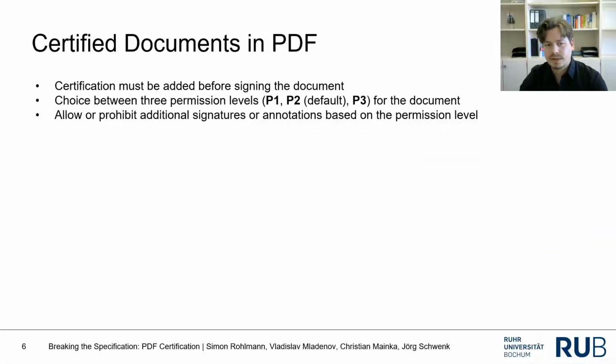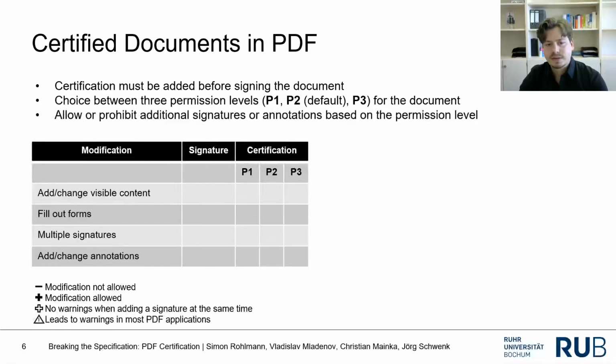So in certified documents, the certification must be added before signing the document. This is because the certification sets a permission level, P1, P2 or P3, for the whole document. So in certified documents, up to the permission level, additional signatures or annotations are allowed or prohibited.